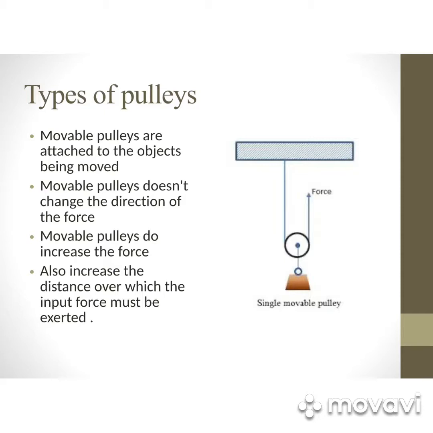A movable pulley moves up with the load, so it changes position as the load is lifted. The mechanical advantage of this movable pulley is 2, so it has a greater mechanical advantage, but it moves with the load, so it is a movable pulley.